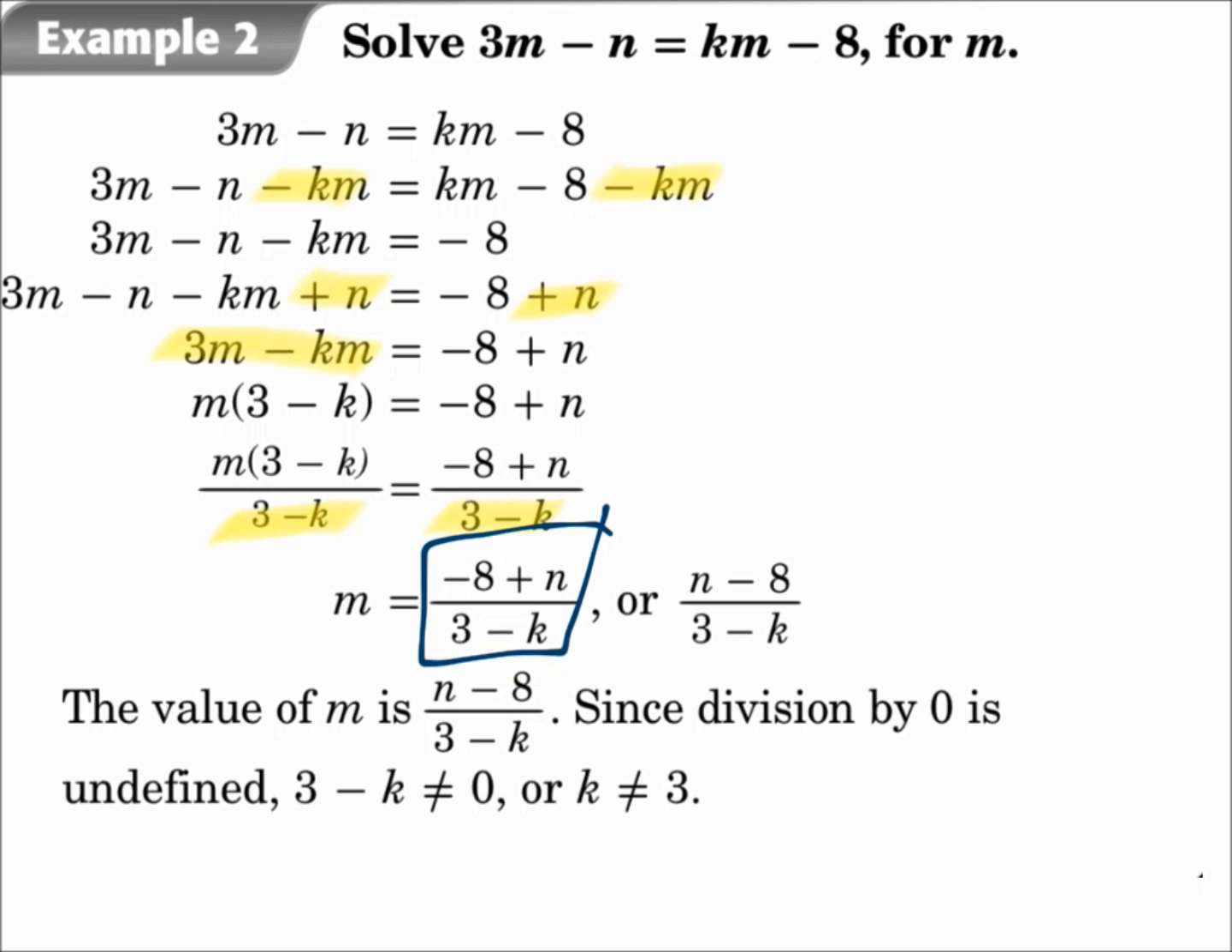One last thing, since the denominator can never be 0, you need to specify that k cannot equal 3, because if k is 3, then the denominator would be 0.